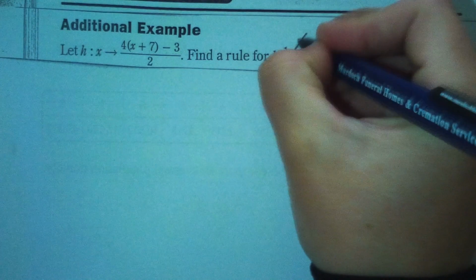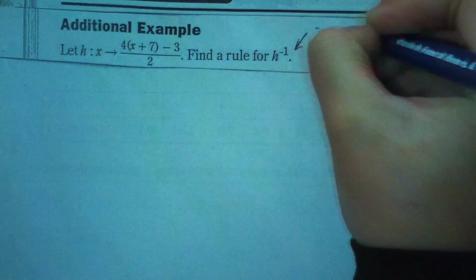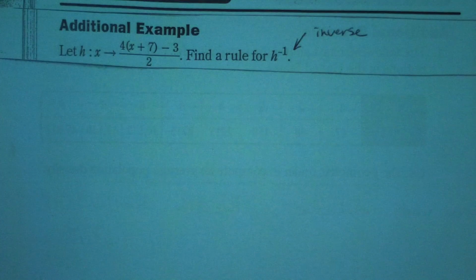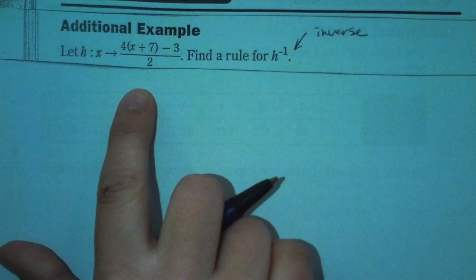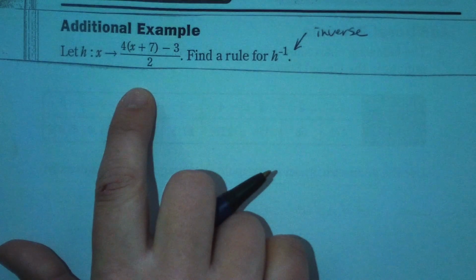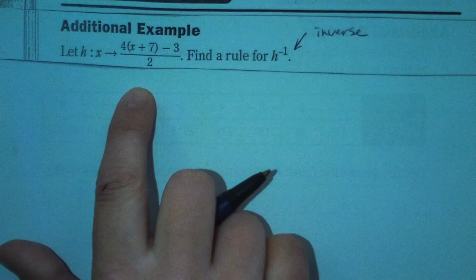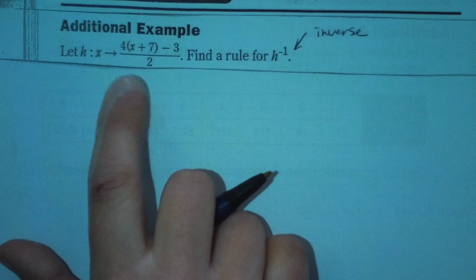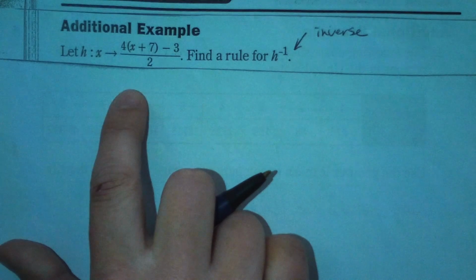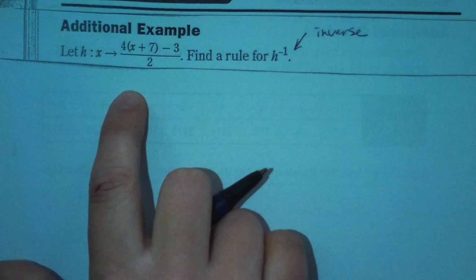So if I took the 4 times the x, it'd be 4x. 4 times the 7 would be 28, minus the 3 over 2. And then from there, we could also combine the 28 and the 3, because they're both on the top. So I could go 28 minus 3, which would be 25. So then I'd have 4x plus 25 over 2. And the only reason we were doing that is just because it's a little bit more simplified version of that. So that was just us simplifying a little bit.